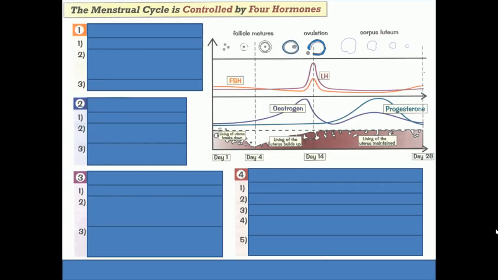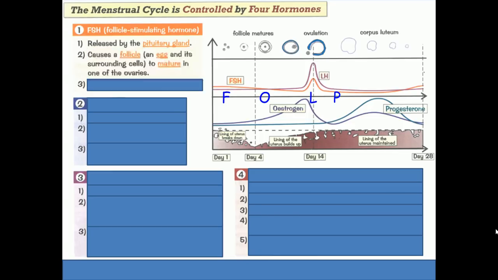So a quick recap of the menstrual cycle and how it's controlled by these four hormones. Remember the acronym FOLP, this is the order. The first hormone is FSH, which is follicle stimulating hormone. As we said, it is released by the pituitary gland, and when it's secreted and increases in concentration because it's no longer inhibited by progesterone, it causes an egg follicle to mature. And that maturing egg follicle stimulates estrogen production.